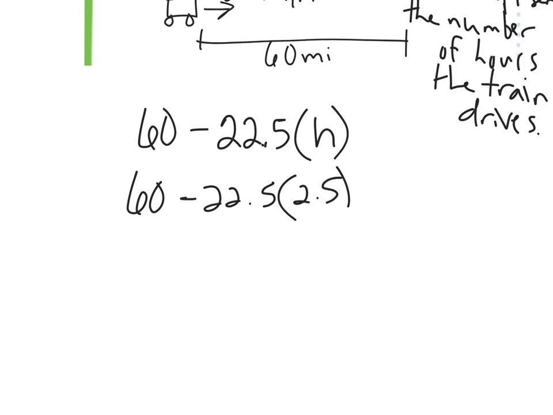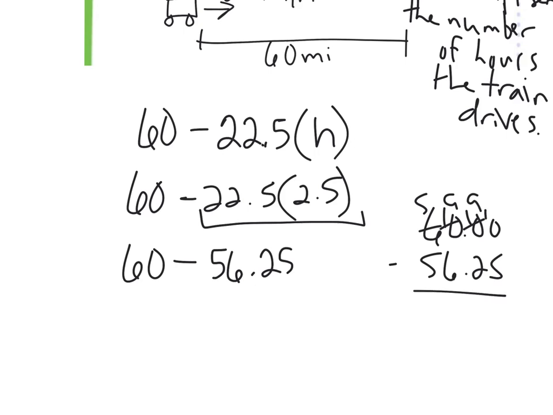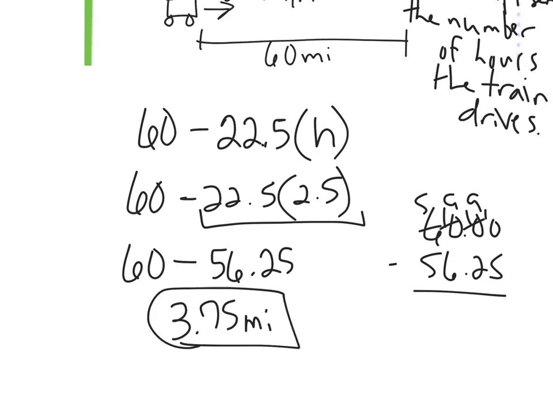And so we're going for 2.5 hours. So we know we need to do multiplication here before we do the subtraction. So if you work that out, that should be 56.25. And then if you subtract that, again, if you were subtracting by hand, we would have to line up our decimals. We would have to borrow. Okay, make sure we don't forget all these things that we've learned how to do through the years. Anyway, that would be 3.75 miles. So very close to its destination at that point.